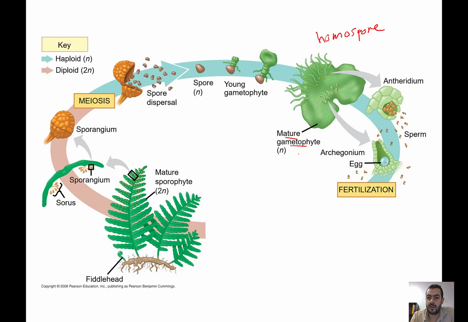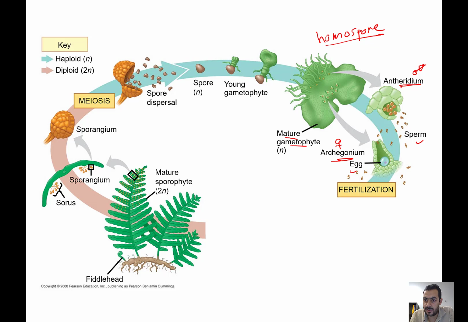So both the antheridium and the archegonium, the male and the female organs, are carried within the same gametophyte. So it's not two separate plants as we have seen before in the mosses. No, here both of them are on the same gametophyte. So antheridium will give the sperms, archegonium will give the eggs.